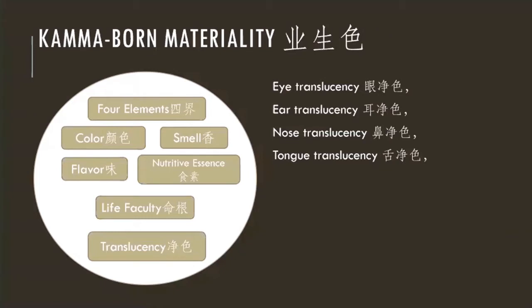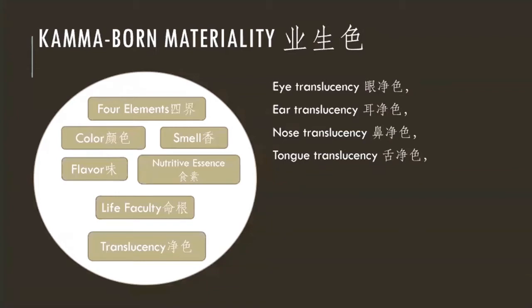Then we also have to know tongue translucency is impinged by the flavor. We also have some special condition here. So there is apo, waterness or water element. If the food is dry, we cannot know the taste easily. If the food is wet, we can know the taste easily. This is called apo, water element.